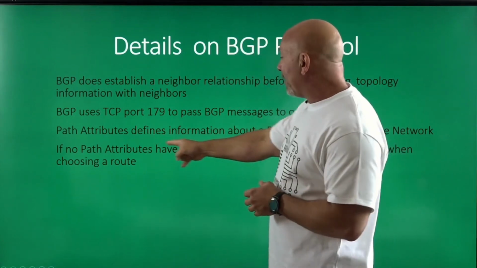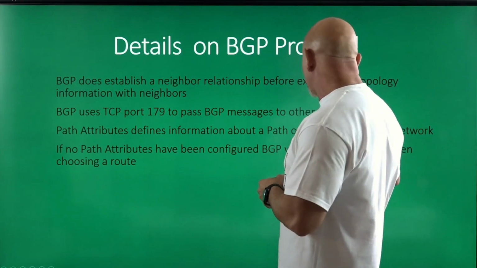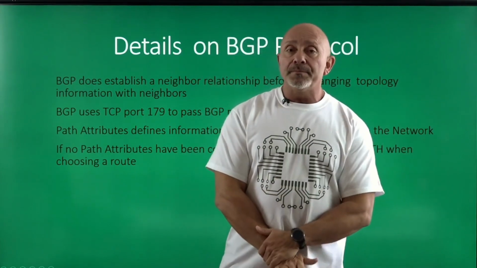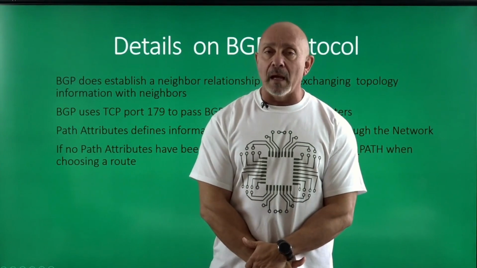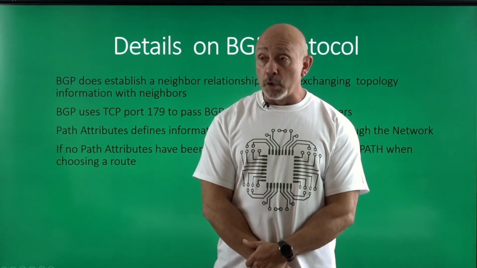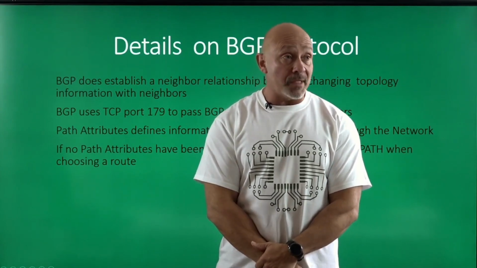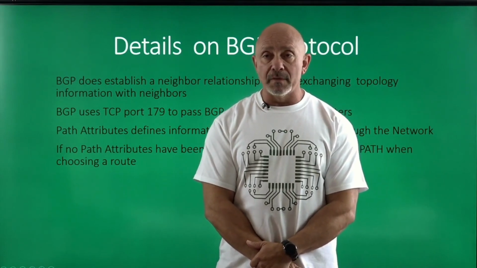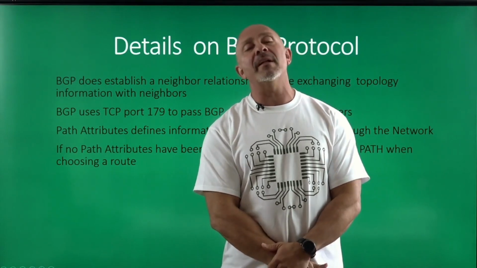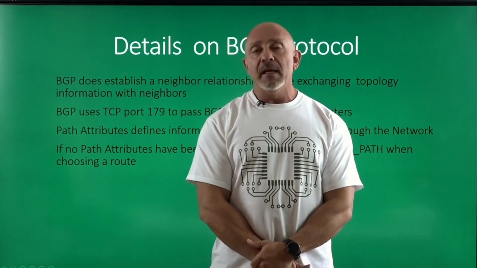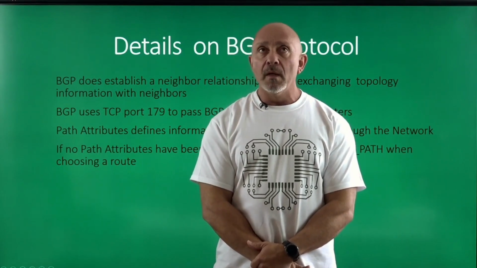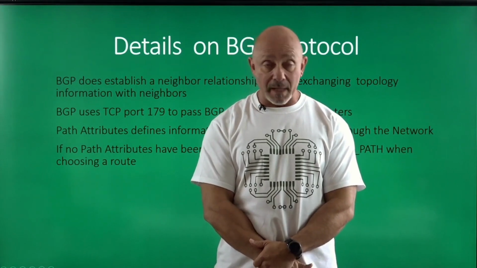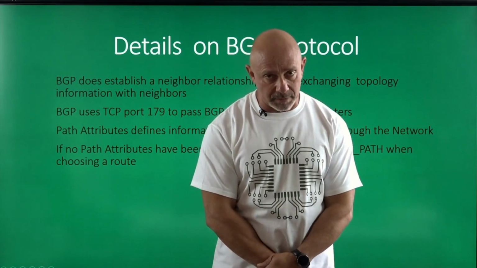If no path attributes have been configured, BGP will use what's called the autonomous system path. This is simple: autonomous system path calculation. It'll choose the lowest autonomous system path to get to the destination. Think of it like RIP as an analogy. If RIP has to decide which way to go, 5 hops or 1 hop, it's going to go 1 hop. There are many ways to go, but I'm going to take the shortest route to get there.